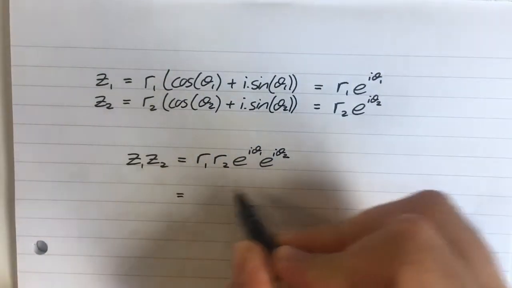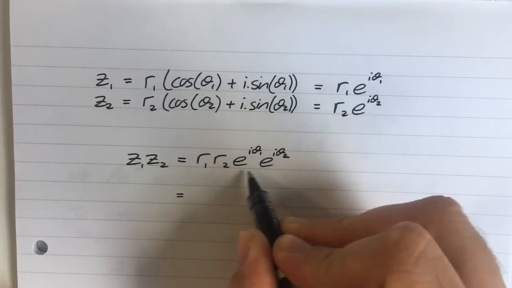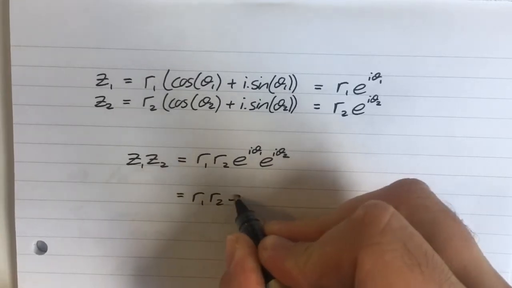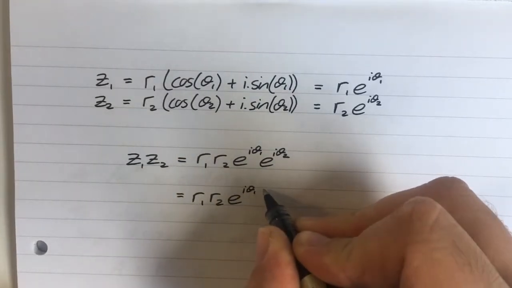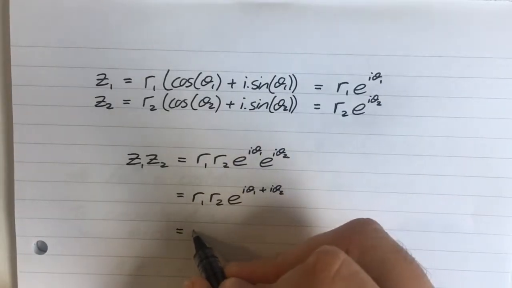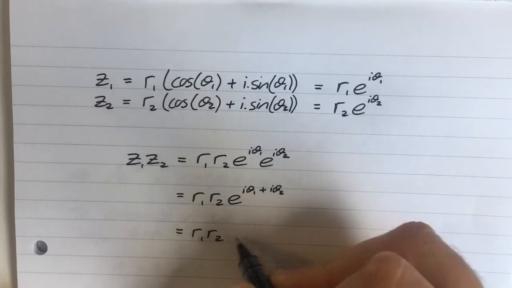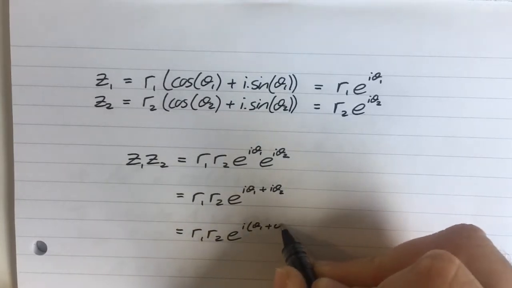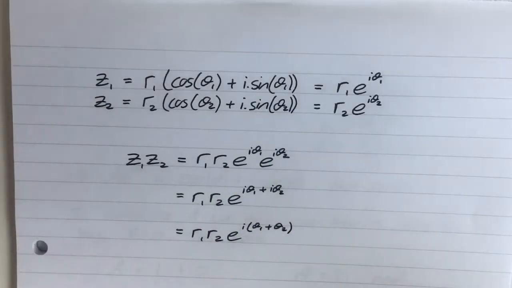But of course, if we're multiplying two exponentials together, we can just add the exponents. So it's going to be R1 R2, e to the i theta 1 plus i theta 2. And then finally, we can factorise out the i from the exponent, and we're left with this. Well, what is this? It's another complex number, as you would expect. So you multiply two complex numbers together, you get another complex number.